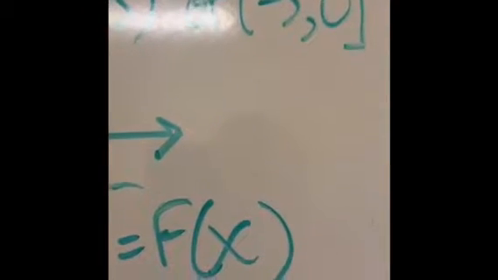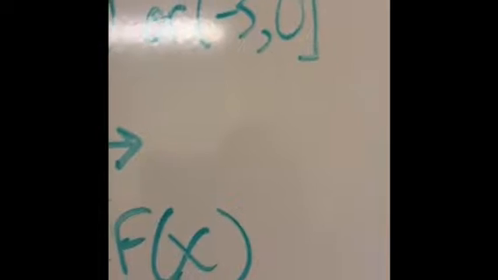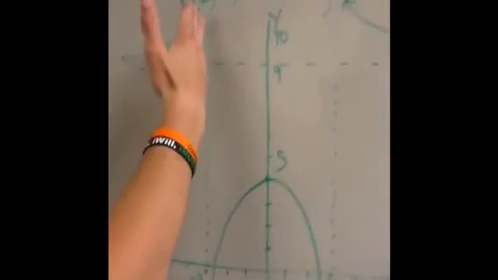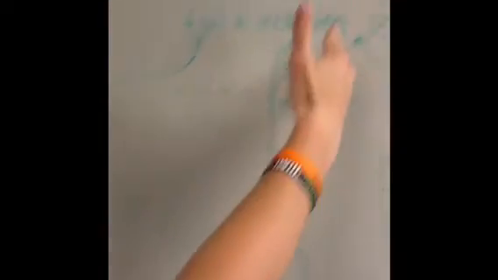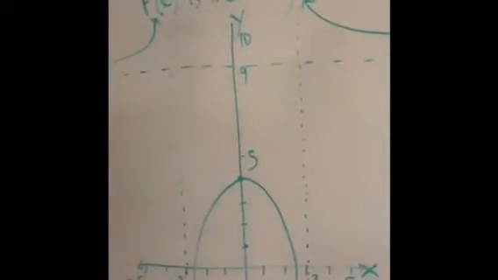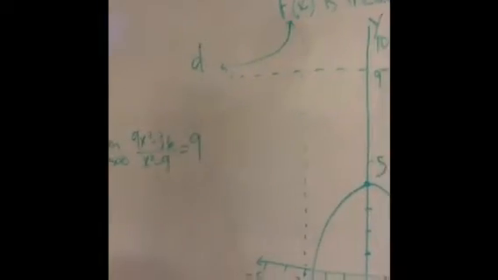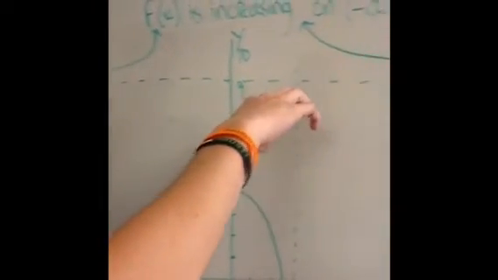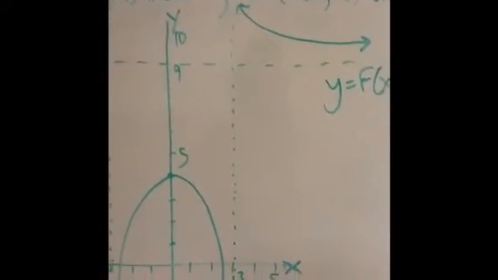Part D says, using the results found in parts A, B, and C, sketch the graph of f on the axes. So here you see, those are vertical asymptotes at x equals negative 3 and x equals positive 3. Our horizontal asymptote is going to be at y equals 9.